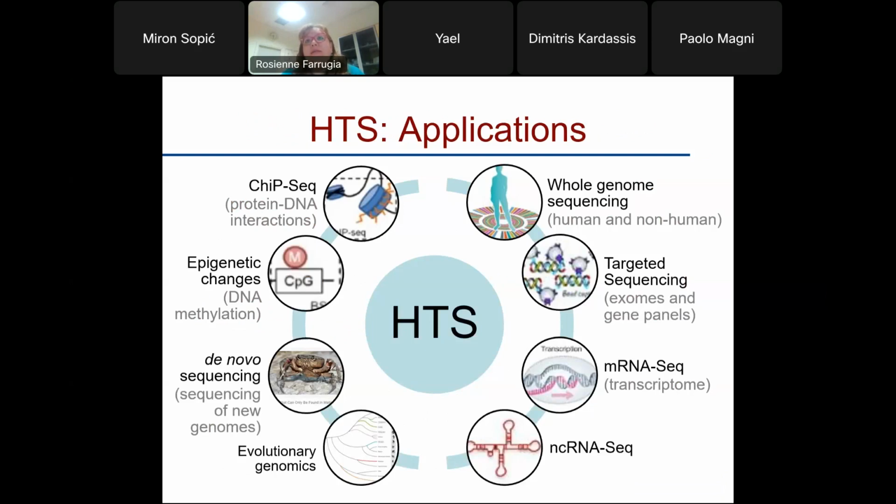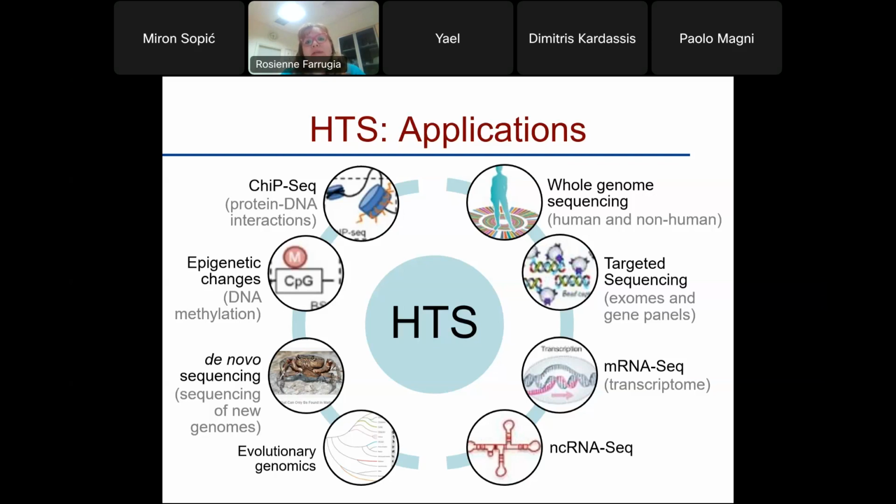We can sequence whole genomes. It can be human genomes, non-human genomes, but entire genomes can be sequenced. We can select parts of genomes and target sequence only those parts of the genome. We can use the same technology to sequence messenger RNA and therefore achieve the transcriptome. We can selectively sequence non-coding RNA. We can sequence ancient samples, and that opens up the whole field of evolutionary genomics.